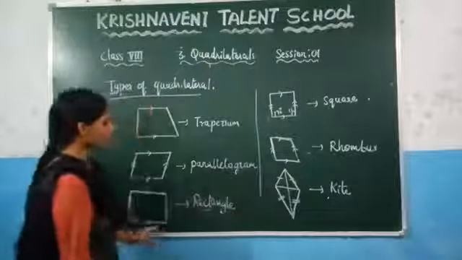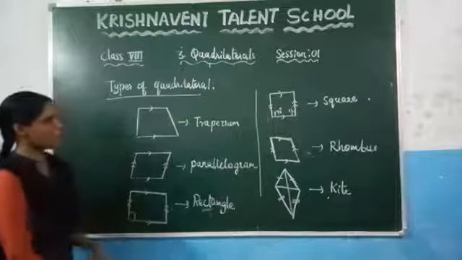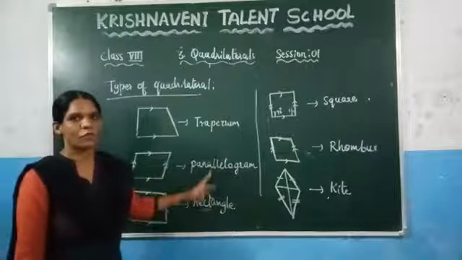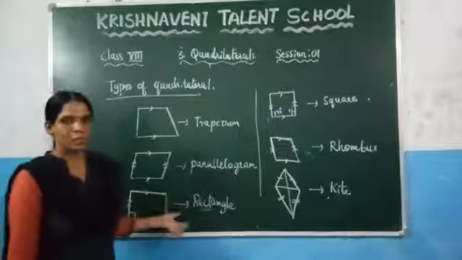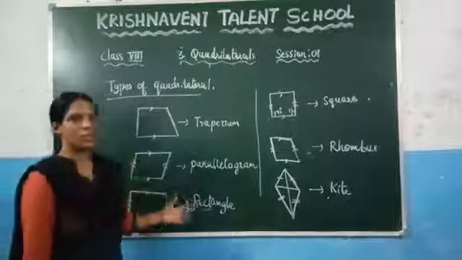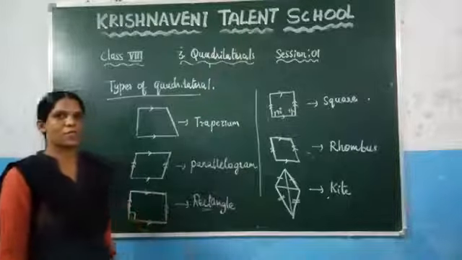These are called kites. These are the types of quadrilaterals, and in this chapter we are going to learn how to draw these types of quadrilaterals with the help of geometrical instruments. And in the next session we are going to discuss the properties of these types of quadrilaterals. This session is complete.